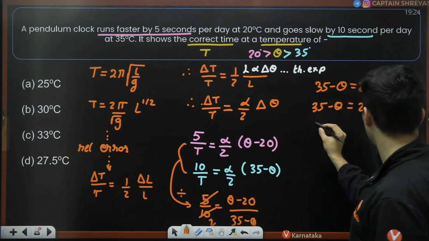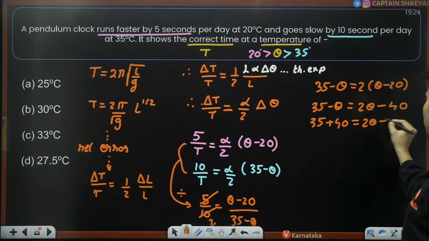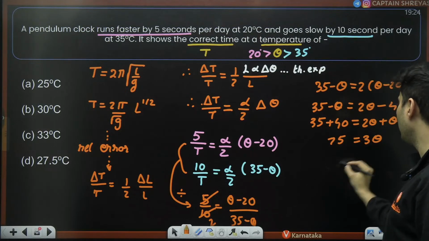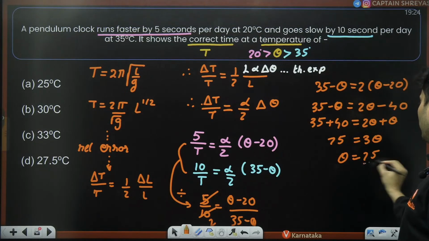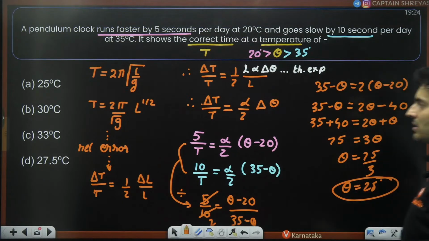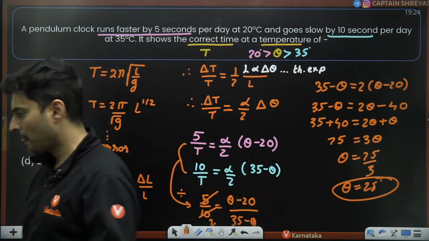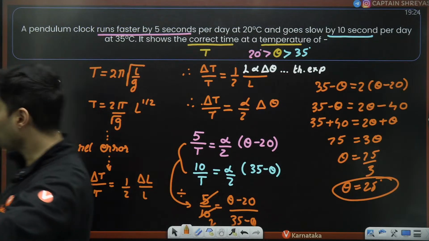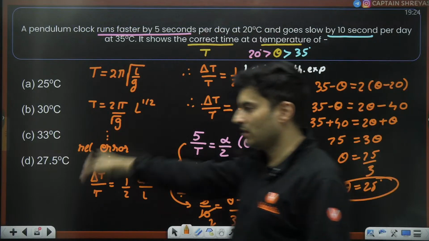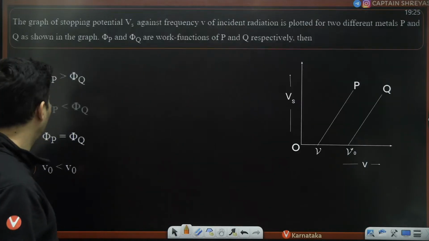Rearrange. So this will become 35 plus 40 is equal to 2 theta plus theta, which is 3 theta. So this is nothing but 75. So theta is 75 by 3. So theta is 25 degrees Celsius. So 25 degrees Celsius is option number A. That is correct. What a brilliant question. Concept of errors, oscillation, and thermal expansion in the same question. Is that okay? Beautiful question which came up for you.